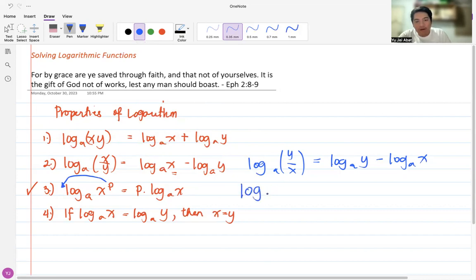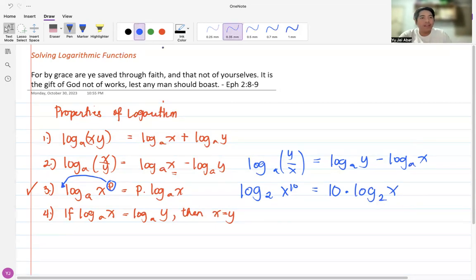So we have log of x raised to 10 with base 2. We can rewrite it with 10 being the variable p here, raised to a certain power. So we have 10 log of x with base 2. That's how simple it is.